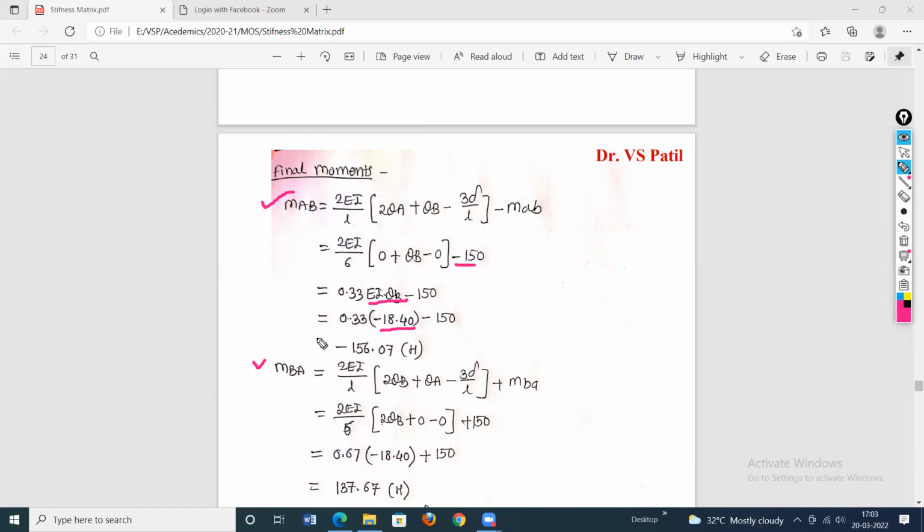Okay, so in this video, a detailed explanation of the slope deflection equation is beyond the scope.